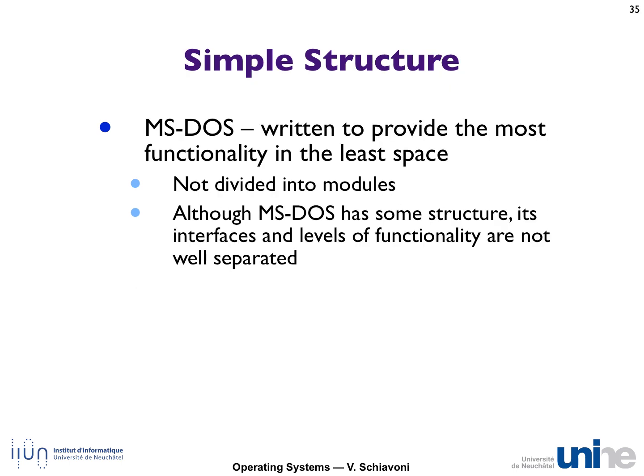So let's once again consider a very simple structure for an OS. MS-DOS was in particular written to provide the most functionality in the least memory space that was available at the time. It was not divided into modules, so it was not very flexible. Although there was some structure inside, the interfaces and all the different levels of functionality were somehow intermixed.